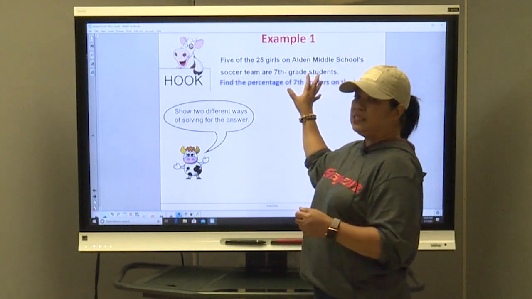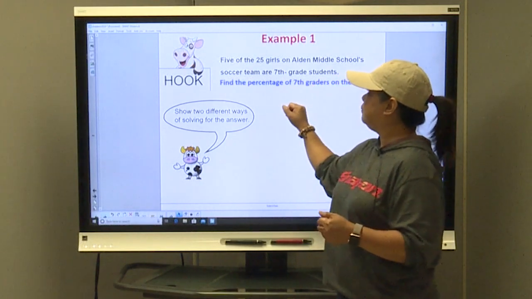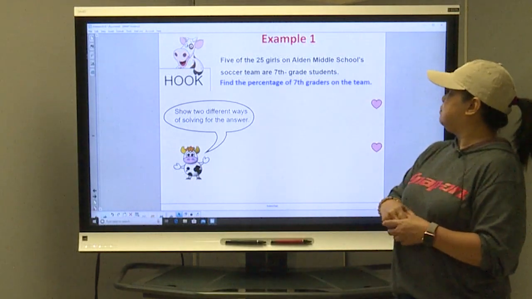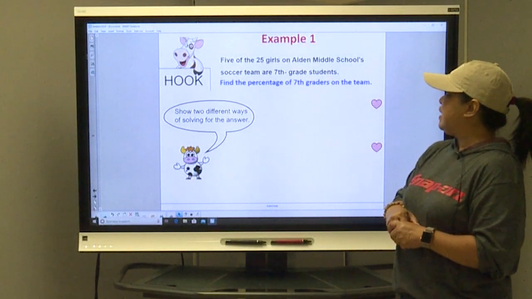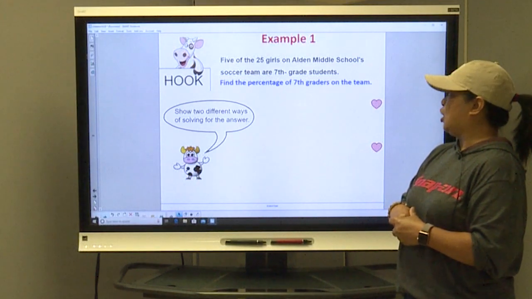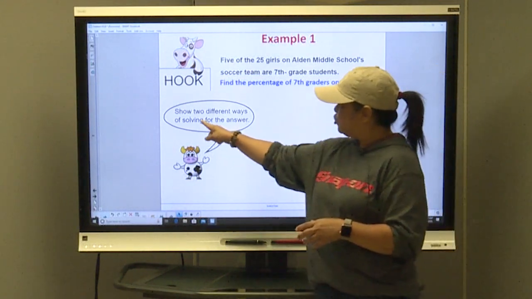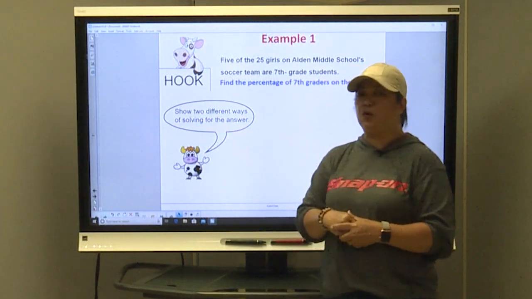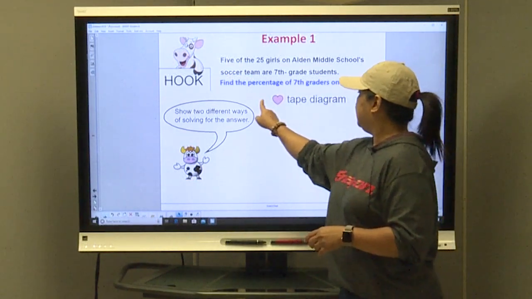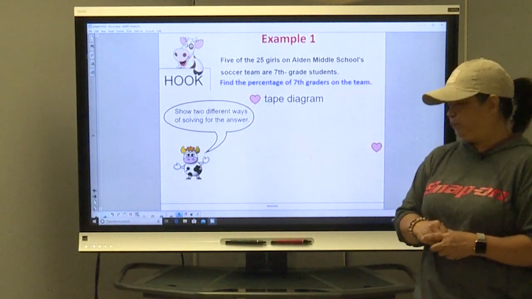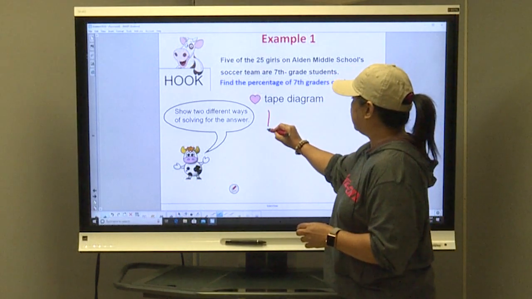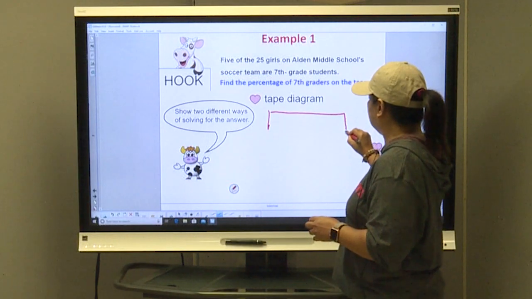So we're going to use this same word problem that we just read. Let's read it again. 5 of the 25 girls on Alden Middle School soccer team are 7th grade students. Find the percentage of 7th graders on the team. So it says here, show 2 different ways of solving for the answer. So let's start with one way. It is called the tape diagram. Okay, so I'm sure you are very familiar with tape diagram because we do that a lot in school.